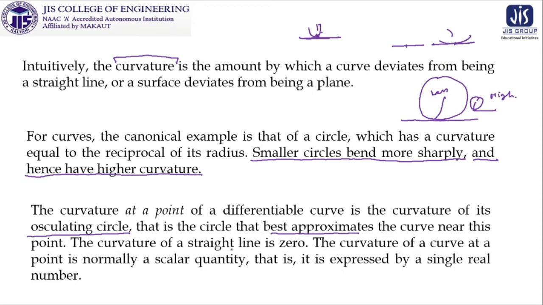And the curvature of a straight line is 0, because it is not a curve at all, so you can't claim that it has this type of bending. So the curvature will be equal to 0. The curvature of a curve at a point is normally a scalar quantity. These are the properties: it is expressed by a single real number because we are measuring at a point.